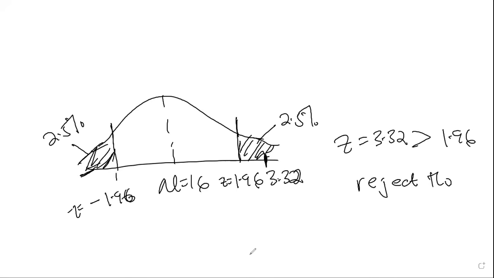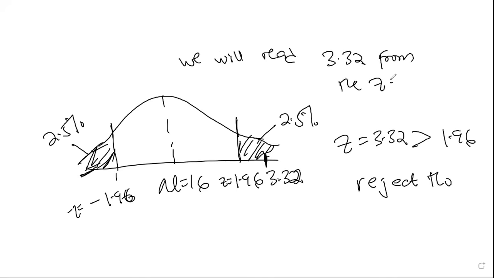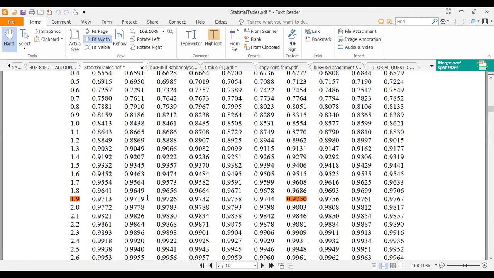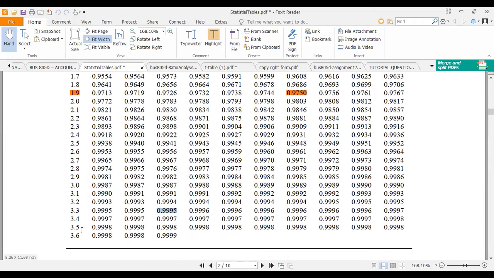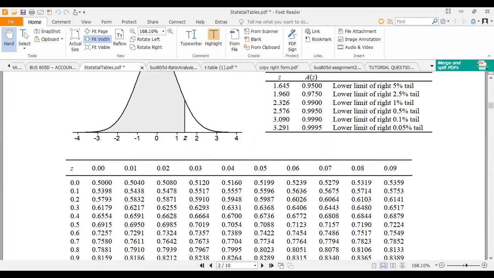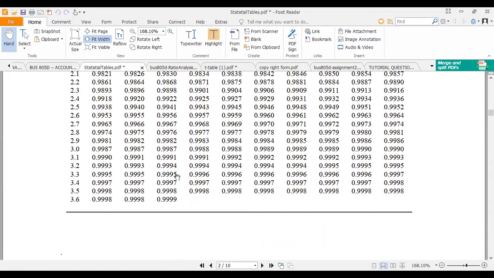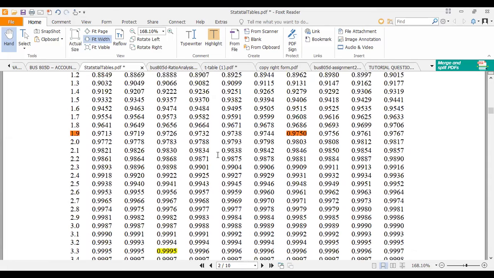Let me teach you the p-value approach. For the p-value approach, we will read 3.32 from the z table. So let's go to our z table and read 3.32. So 3.3 here and 0.02 here. So 3.32, this is the figure.